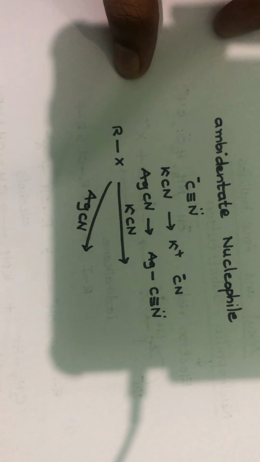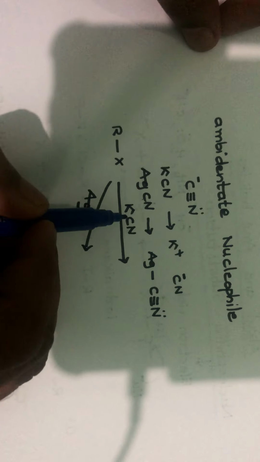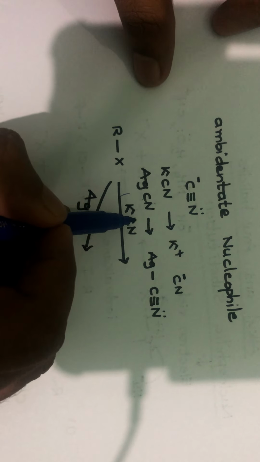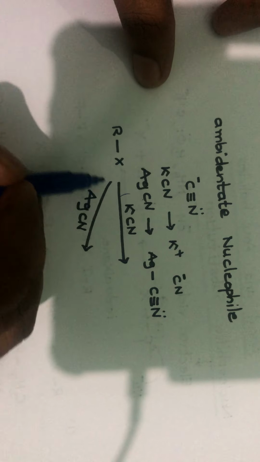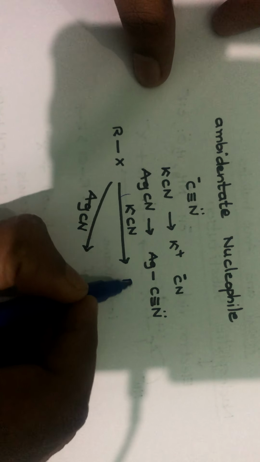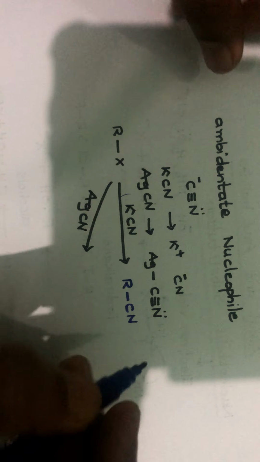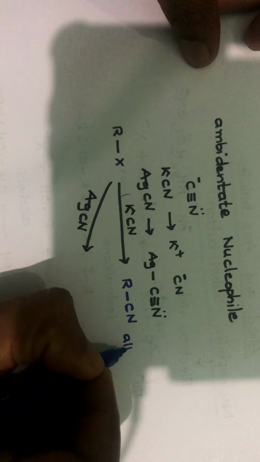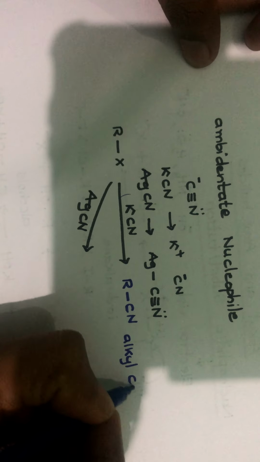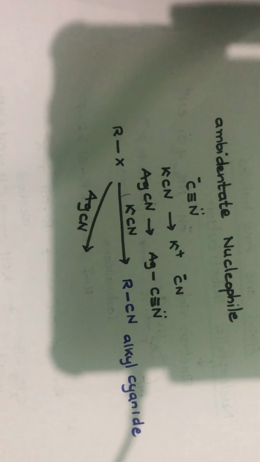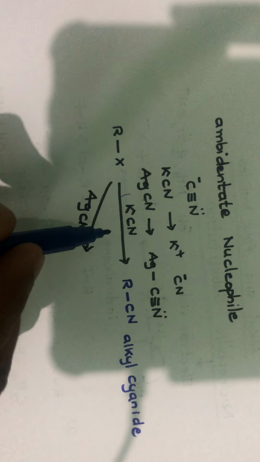See what happens. Here potassium cyanide dissociates to give K plus CN minus. So carbon carries a negative charge. This carbon will attack this, so you get this compound. You get alkyl cyanides, or you can even call them nitriles.